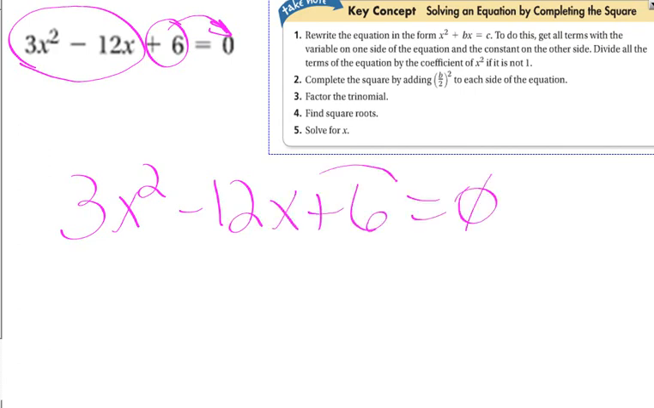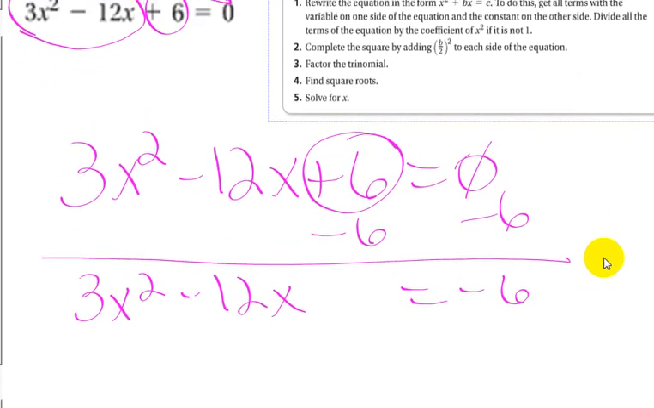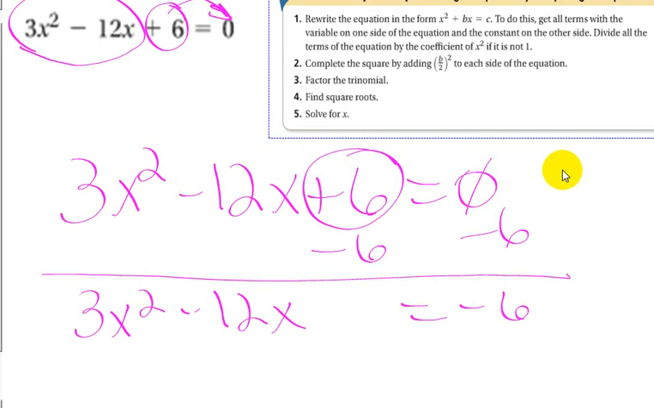And now I know this guy has to go. So let's subtract 6 from each side. So we're left with 3x squared minus 12x equals negative 6. Okay? Is everybody with me? So we've got all the terms with the variable on one side of our equal sign and the constants on the other. So we've satisfied the first part of step 1.